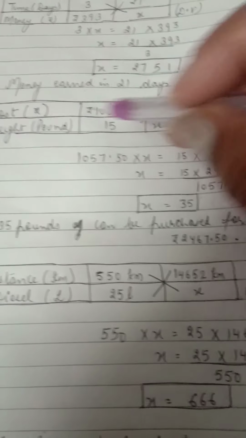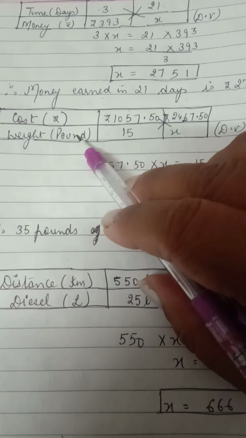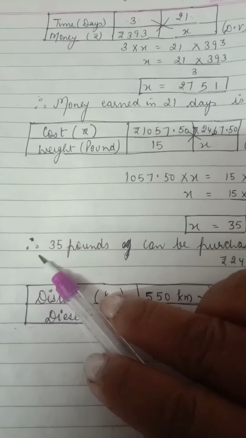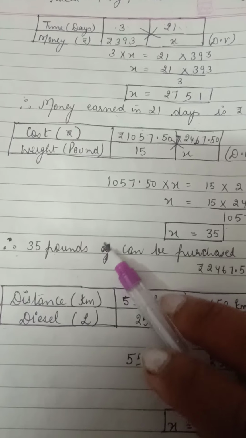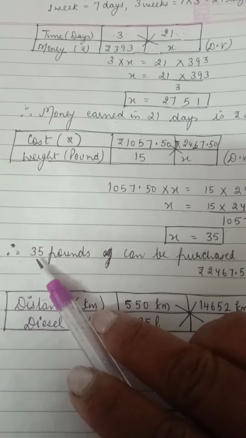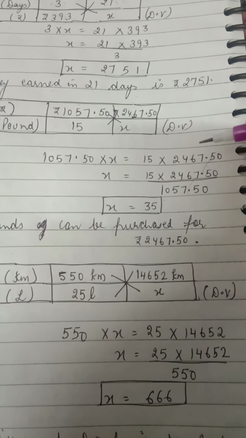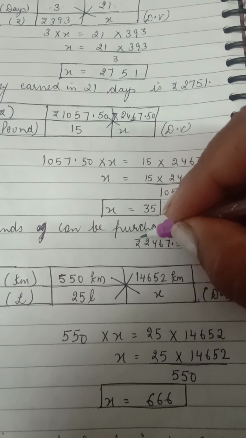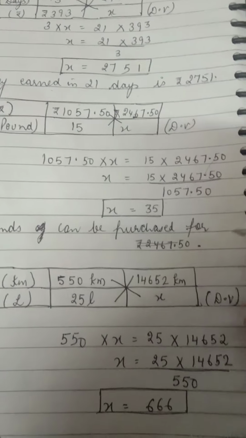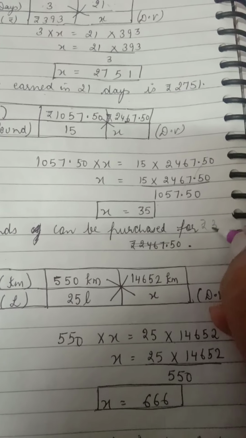Now what is X? X is actually the weight which is given in pounds. So therefore 37 pounds, they didn't mention what thing, but whatever it is, 37 pounds can be purchased for rupees. Sorry, this is for rupees 35.